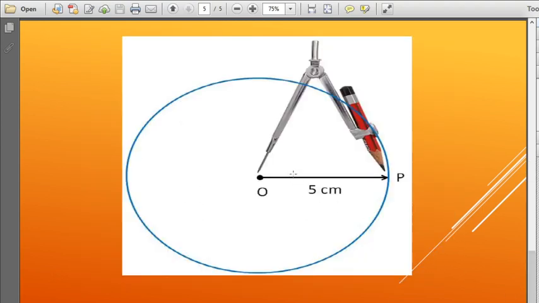And in the next picture you can see that the needle of the compass is fixed at O, and the arm which has the pencil attached will go on rotating to form a circle. Okay. So the needle will be fixed at the center, and the arm having the pencil will go on rotating for drawing the circle.